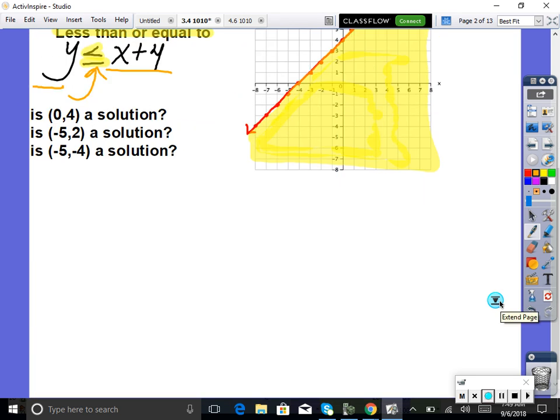Okay, well let's answer this one then. Is 0, 4 a solution on this one? Yes, because it's a solid line. Is negative 5 up 2 a solution? Nope, it doesn't fall in the shaded region. Negative 5, negative 4 is a solution. It just helps you see the solution.